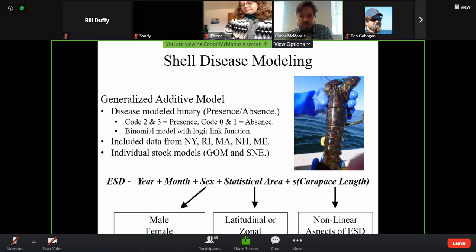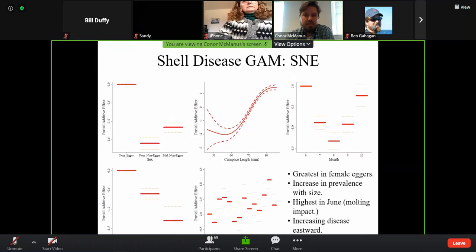And just as some of the questions that we were trying to think through here, besides just temporal aspects of shell disease: how much does the prevalence vary by males, females, or females carrying eggs? Do we see some of the latitudinal or zonal gradient effects with disease as reported previously, and trying to capture the nonlinear aspects of shell disease with size?